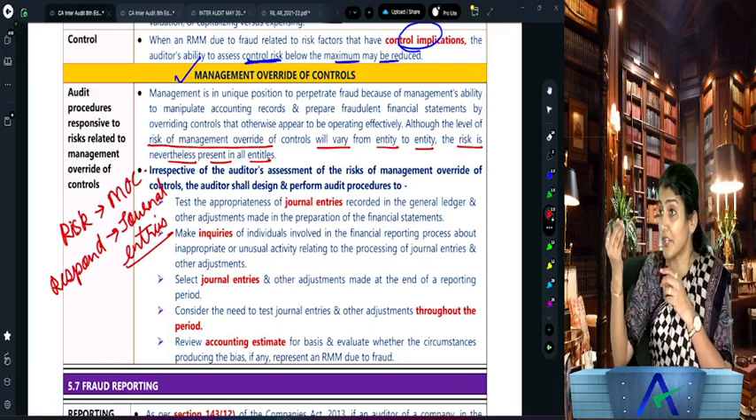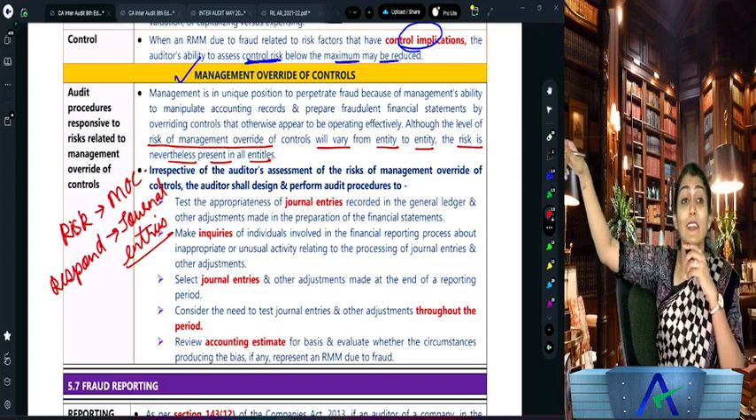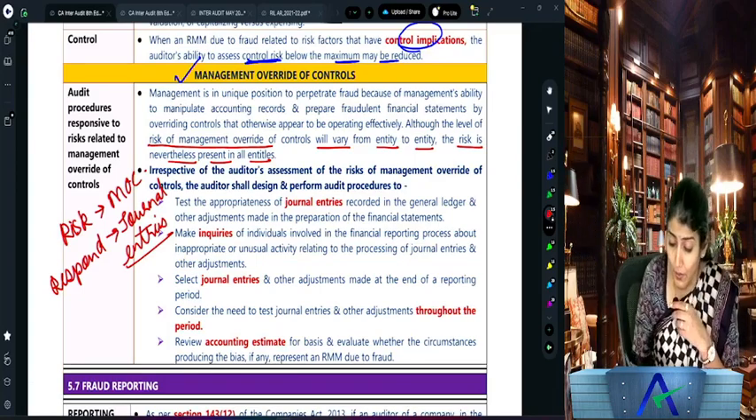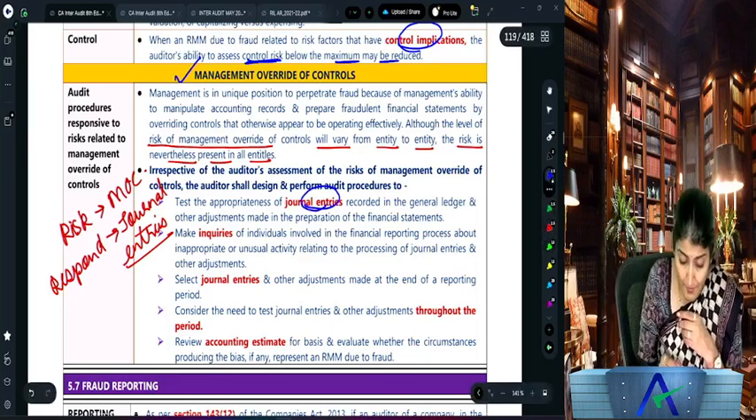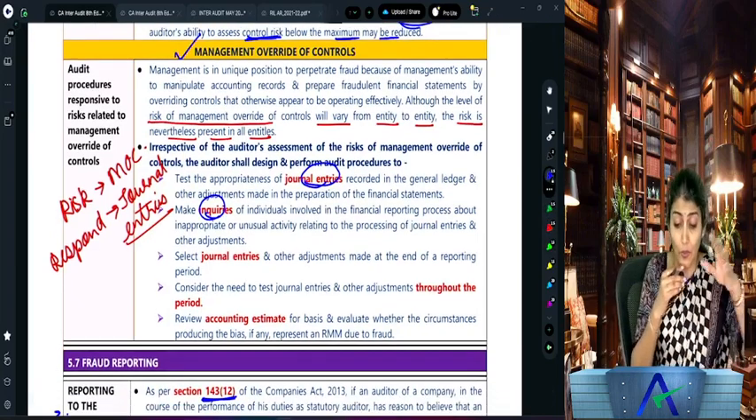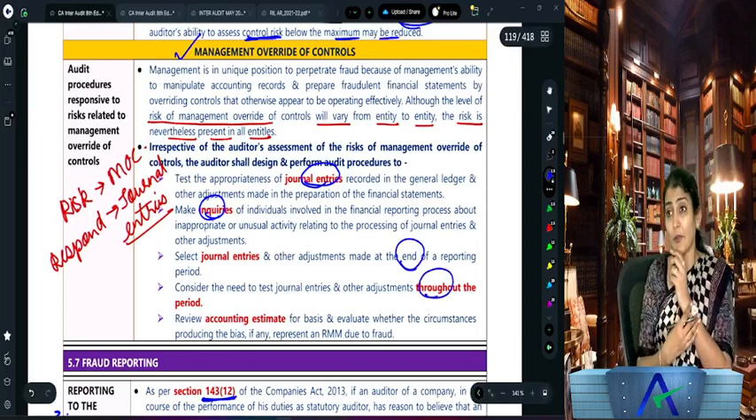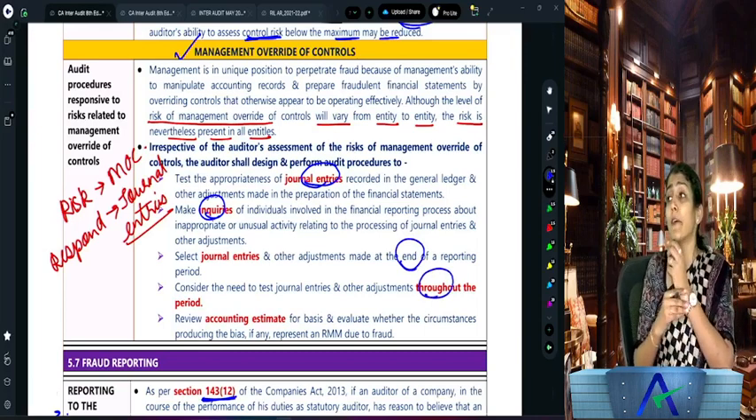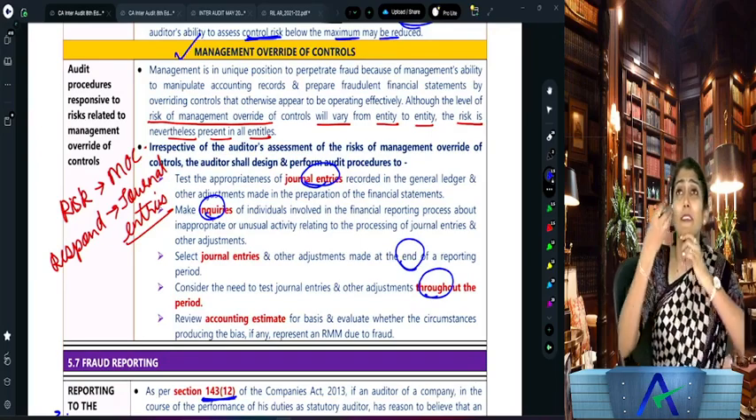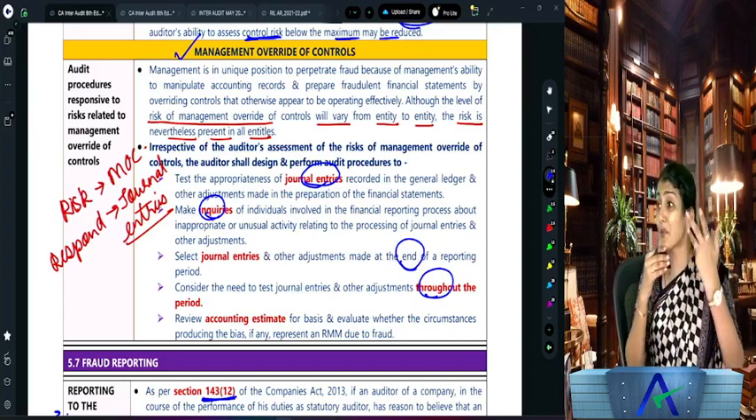Right, by testing the journal entries. You remember our substantive procedures, the last one? Examining material journal entries. Right, examining material journal entries. So what you will do, you will check what are the journal entries. Then you make inquiries of the individuals who are passing those journal entries. Then you will also check the journal entries at the end of the period and also throughout the period. Because generally journal entries are passed when I have to close the books of account for a particular year. But you see, some journal entry has been passed in between the years. So maybe there is an interim dividend being paid. Right? So it may be passed throughout the period.